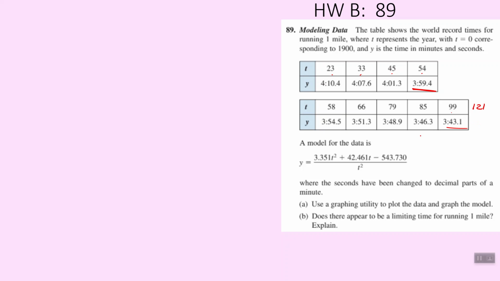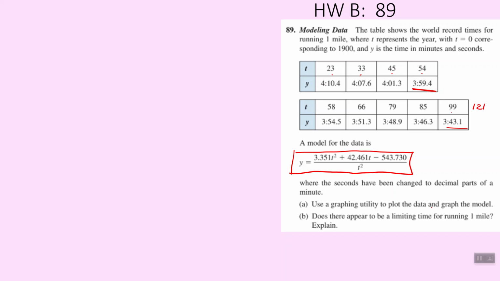I don't know what the mile time was this year, but I think it was pretty close to 3:40. All right, so a model for this data is this function right here. It fits this data very closely, where the seconds have been changed to decimal parts of a minute. So we've changed these to decimals. This wouldn't be 3 minutes and 43 seconds, this would be 3 point something.